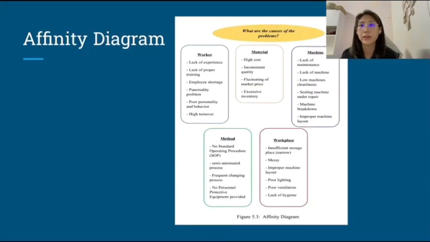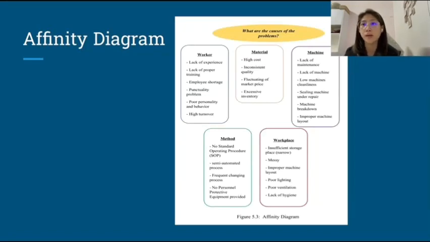We want to identify the causes of the problem. The Affinity Diagram shows the classification of the large number of issues into 5 groups, which are workplace, worker, machine, materials, and methods. The Affinity Diagram is similar to the cause and effect diagram that usually categorizes the causes of the problem into related subgroups. Based on the Affinity Diagram, the company identified causes into 5 categories.